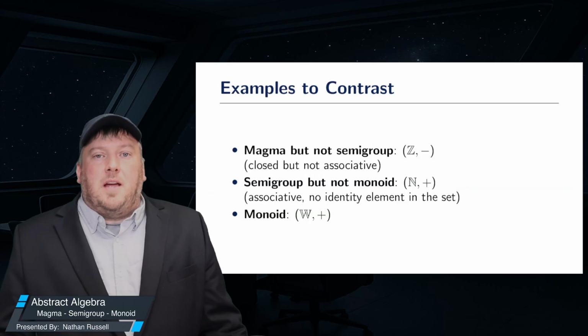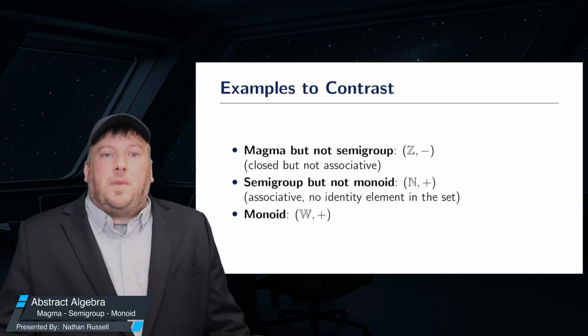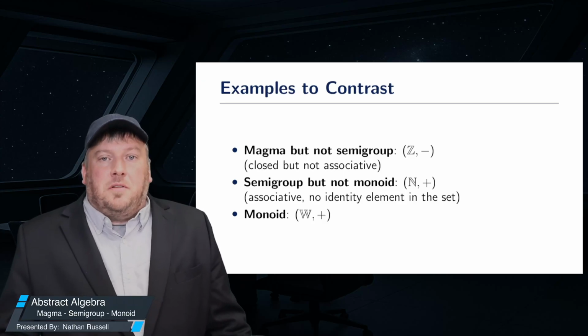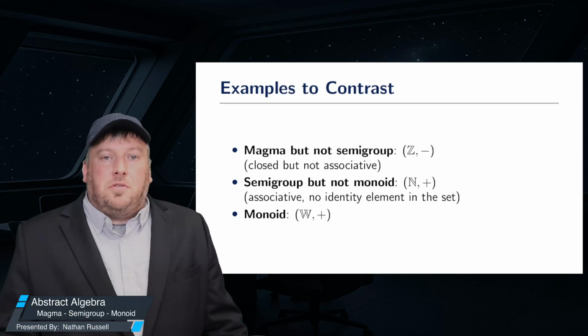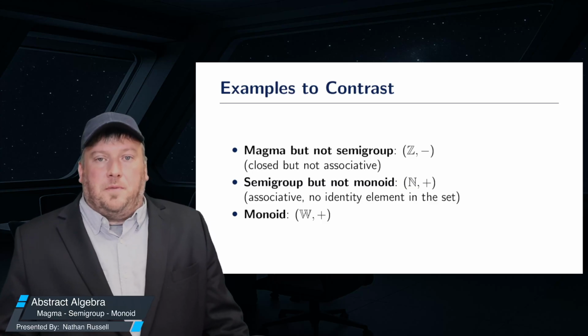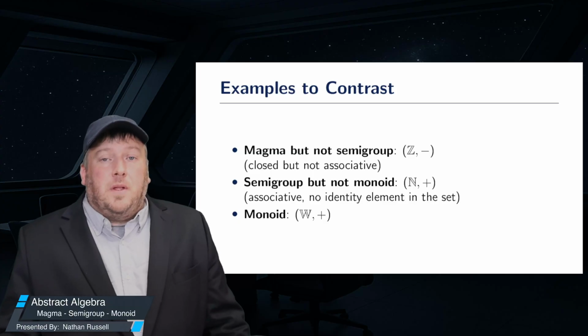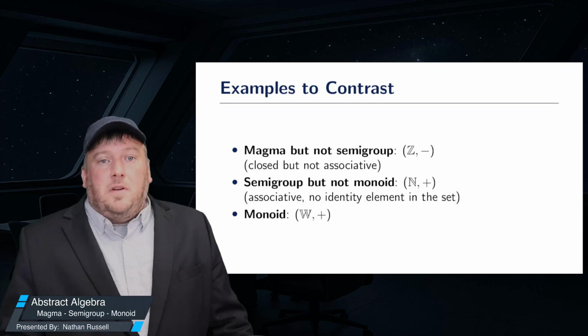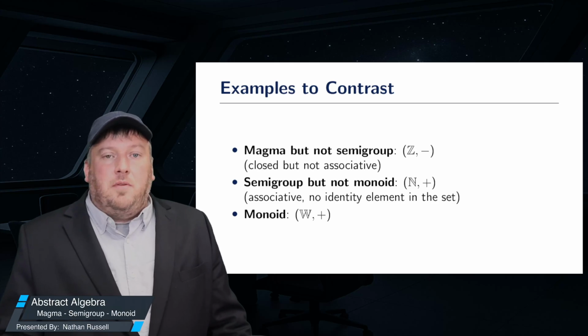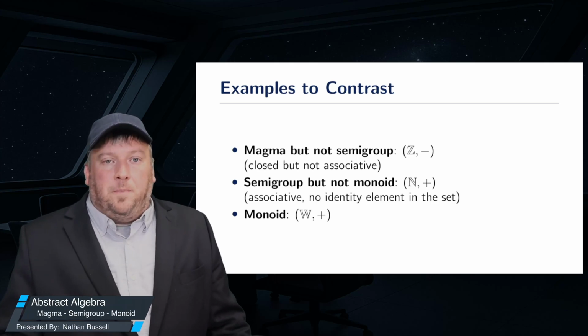Here are a few quick examples to contrast the levels. Integers with subtraction form a magma because subtraction is closed. Anytime you subtract two integers, you get another integer. But it is not associative, so it matters how you group things together. So if it's not associative, it cannot be a semigroup. And if it's not a semigroup, it's certainly not a monoid.